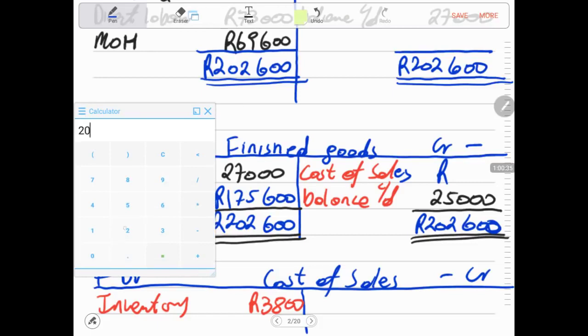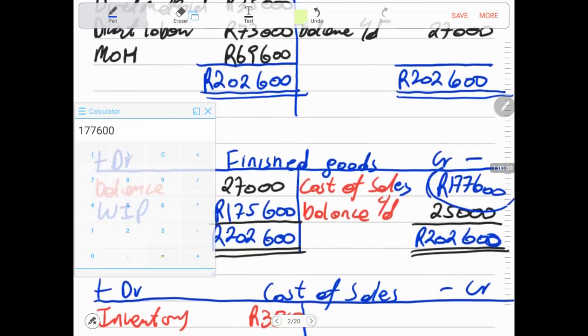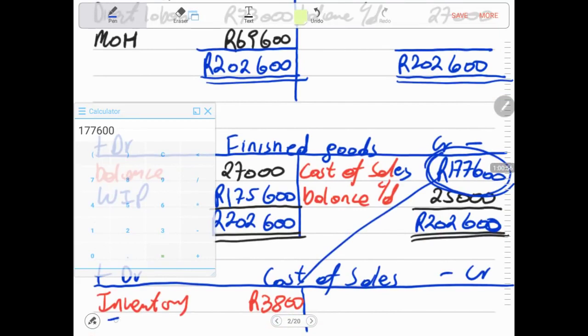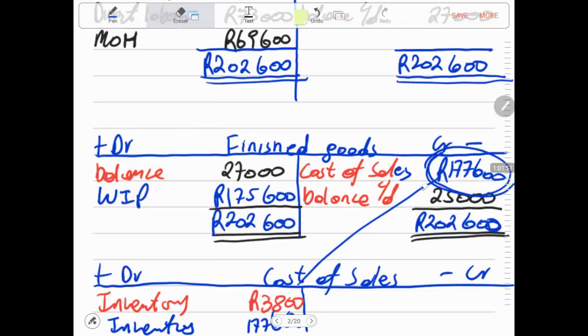Meaning now we just have to say 202,600 minus 25,000. When we minus 25,000, we get 177,600. So if this was sold out of what was finished, my cost of sales needs to increase by the inventory. Therefore now I'll have 177,600 rands. So my inventory of finished goods will decrease by the inventory that was sold. Then the remainder becomes the closing balance.